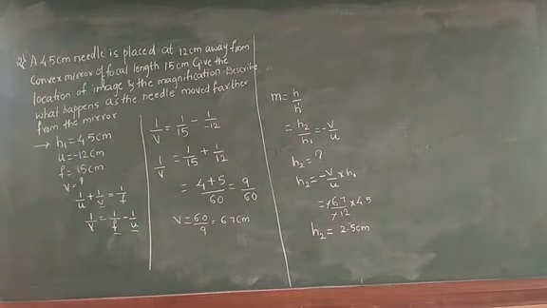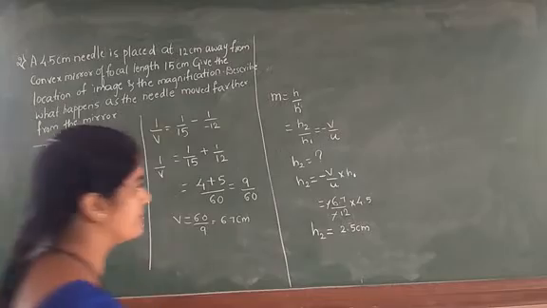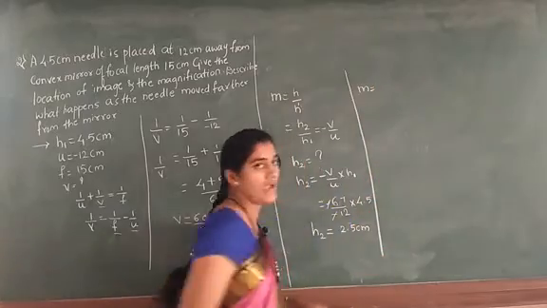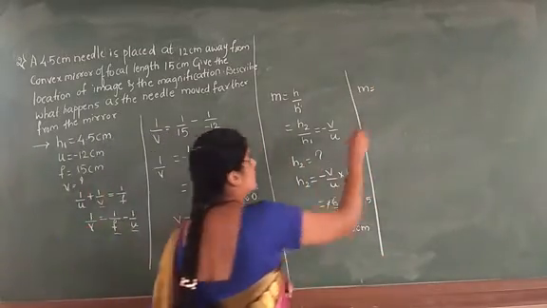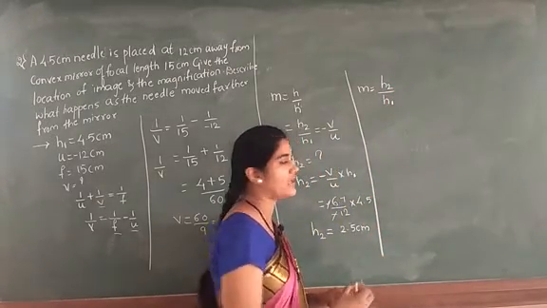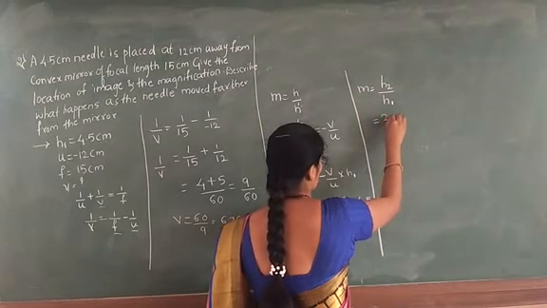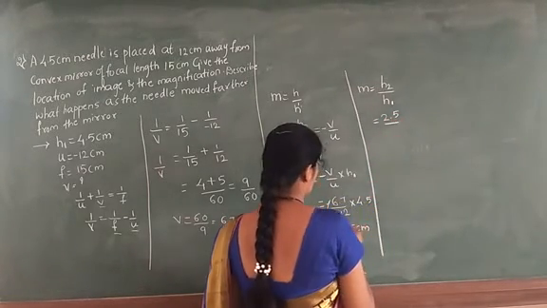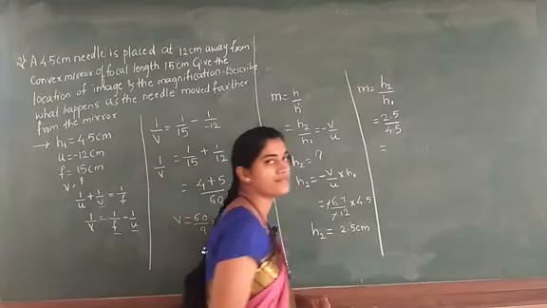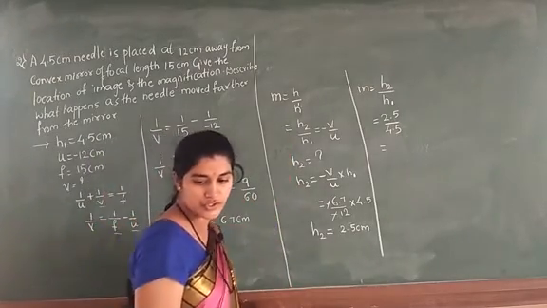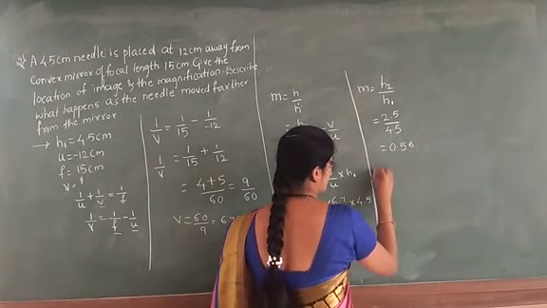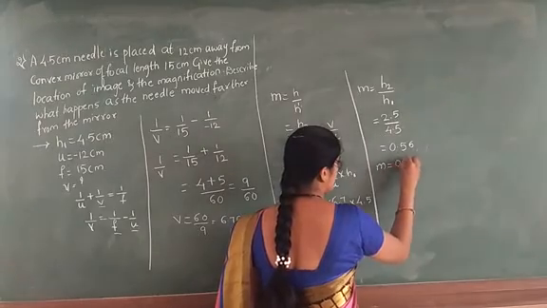In the same way, again the magnification formula. M is equal to h2 by h1. We got the values of h2 and h1. Put the values: h2 is equal to 2.5 by h1 is equal to 4.5. Cancel the terms. The answer is equal to 0.56. The magnification value is 0.56.